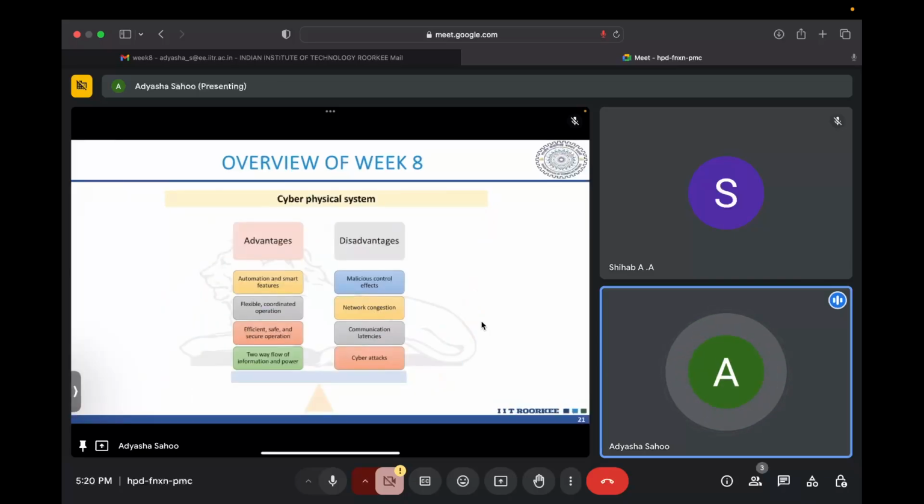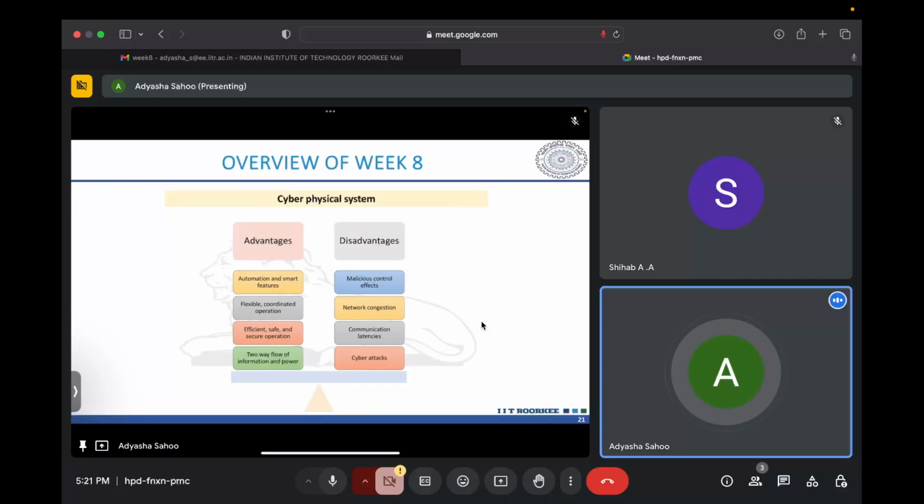What are the advantages and disadvantages of this cyber physical system? Basically, this is helping us to advance towards the smart grid era because we can have substation automation and various smart features. We can have flexible operations, coordinated operation, and we are also able to ensure the security, reliability, and resiliency of the system. And we have two-way flow of information and power.